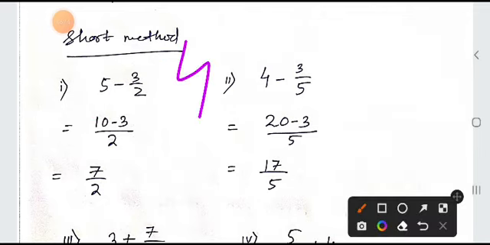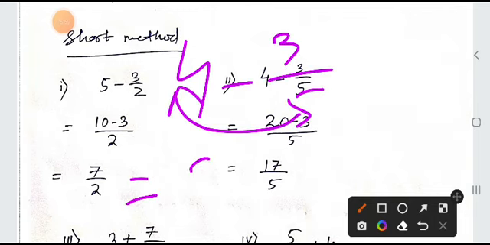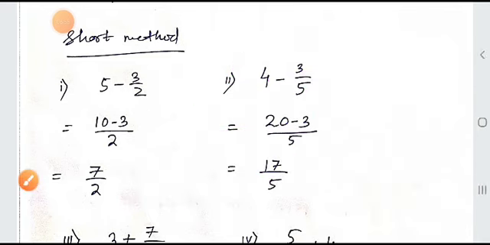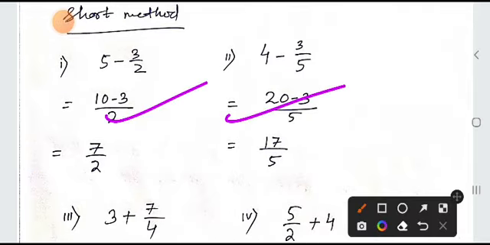And next, 4 minus 3 upon 5. So just multiply it. 5 4s are 20 and we have to subtract 3. So 20 minus 3, that is 17. 17 upon 5 is the answer. So this is the short method. You can easily do this.